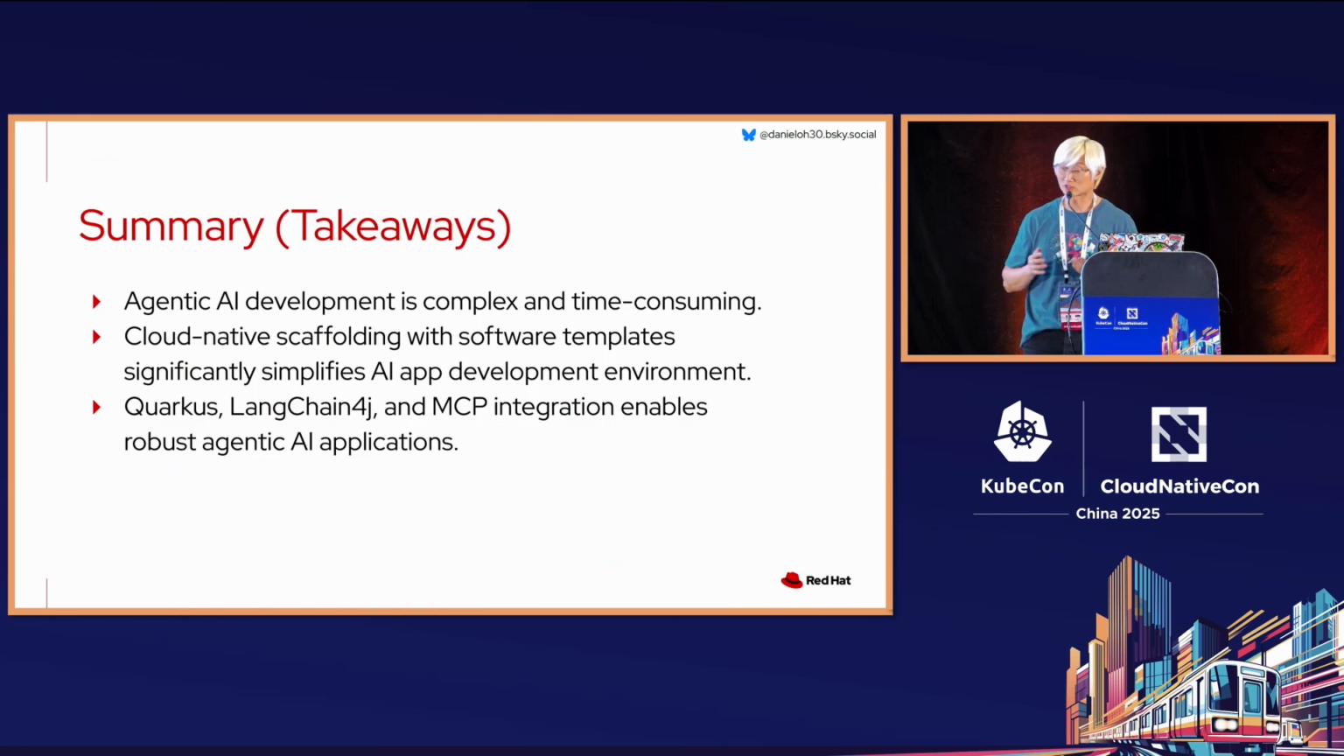So the quick summary: Agentic AI application development with Java is super complex and takes a lot of time. Specifically, working with your team, platform engineers, and application developers on cloud-native scaffolding could be greatly simplified with Backstage as your internal developer portal. And the last thing, the open source projects Quarkus, LangChain4j, and MCP integration make it way easier for application developers to create new Agentic AI applications.